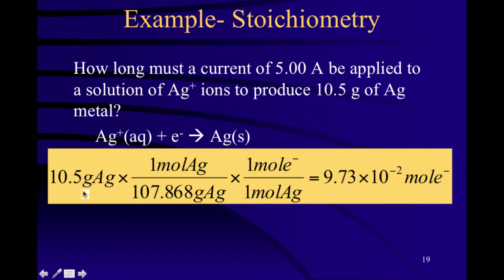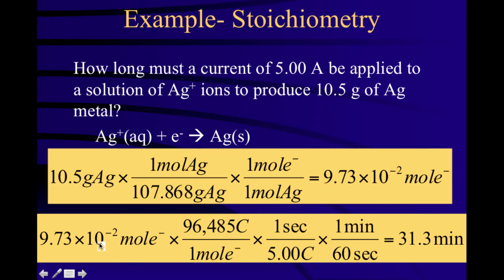You've got to go from grams to moles of electrons, and that's pretty easy. That's just regular stoichiometry. And then you go from moles of electrons using Faraday's constant. That's this thing right here. You can jump from moles of electrons to coulombs. And then this number right here is because the problem says 5 amps. And remember that an amp is a coulomb per second. So I can go from moles of electrons to coulombs to seconds, because that's what an amp is.